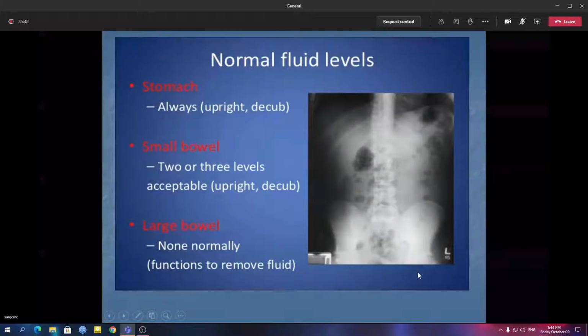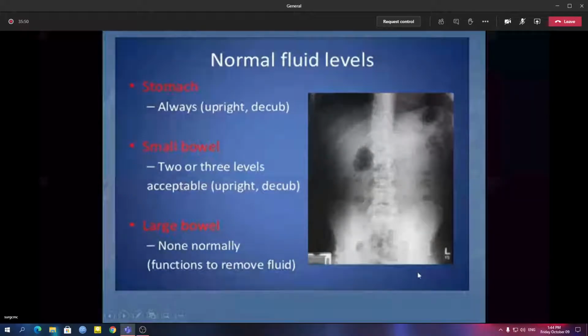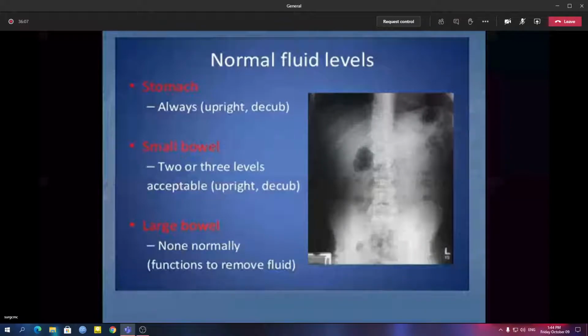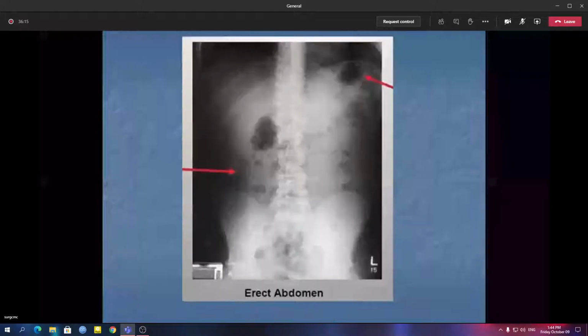So, if you are asked how many normal air fluid levels are acceptable for an individual, up to 2 or 3: one consistently at the gastric fundus. Secondly, it can be in the small bowel, 2 or 3 maximum, usually none in the large bowel. If you get more than that, you are suspecting it's a case of intestinal obstruction. These are the normal air fluid levels you can see.